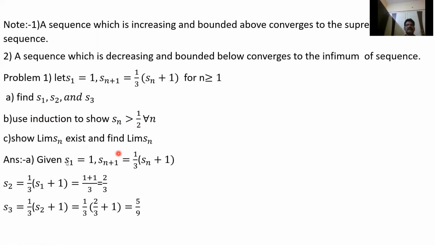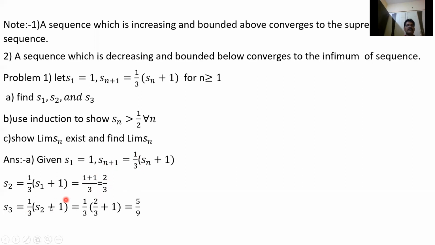So by definition S1 is 1. S2: writing n equal to 1, you get S2 equal to 1 by 3 of S1 plus 1. What is S1 here? 1. So 1 plus 1 by 3, you get 2 by 3. So S2 is 2 by 3.